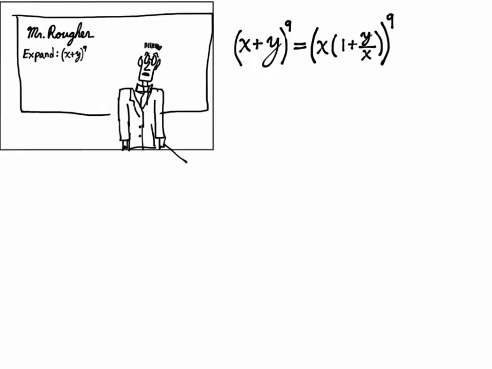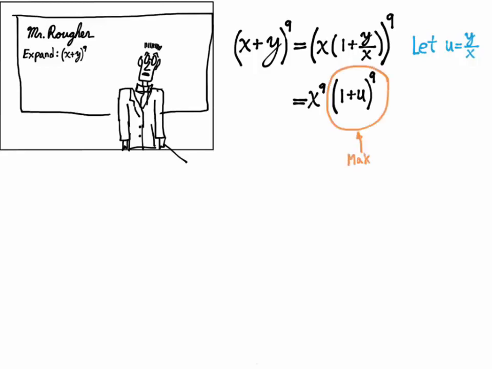Your new teacher wants you to look at x plus y to the 9th in a slightly different way. First, you take x plus y and you factor x from it, so that you have x times 1 plus y over x raised to the 9th power. Next, you're going to make a variable substitution. Let u equal y over x. So you get x to the 9th times this nice function of u, 1 plus u to the 9th.